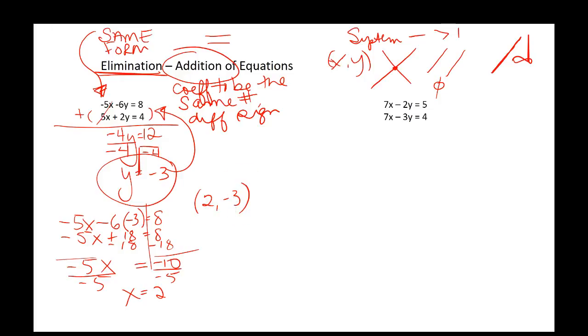Now I always like to go back to the equations and double check that it works. Let's see, negative 10 plus 18, yep. 10 minus 6 equals 4. They work.